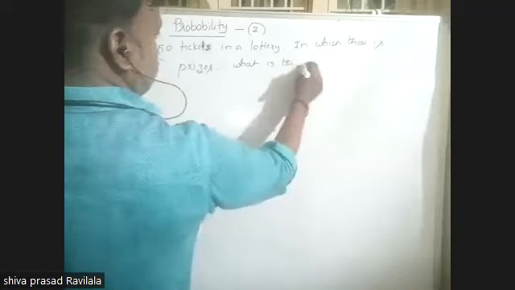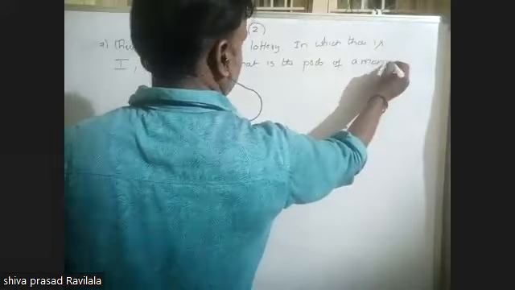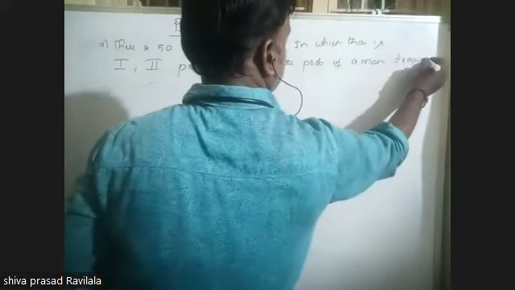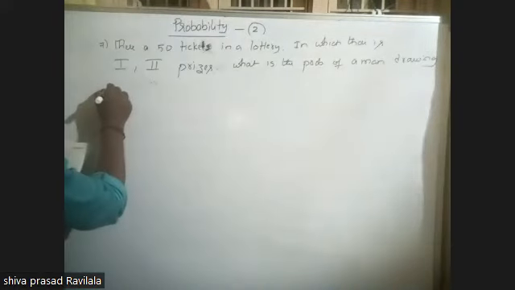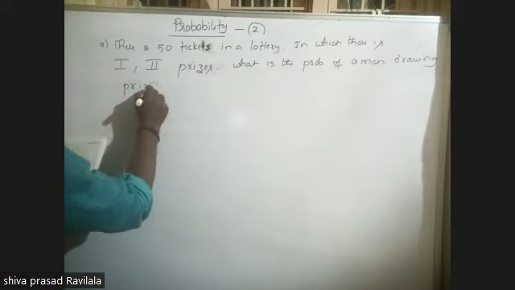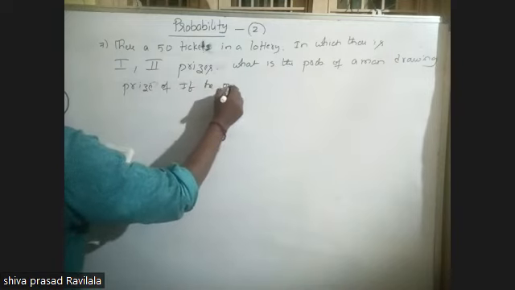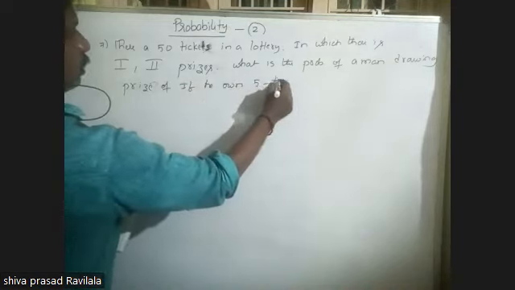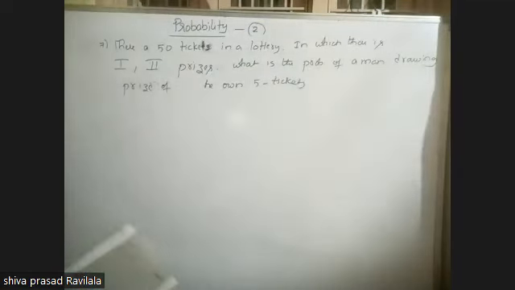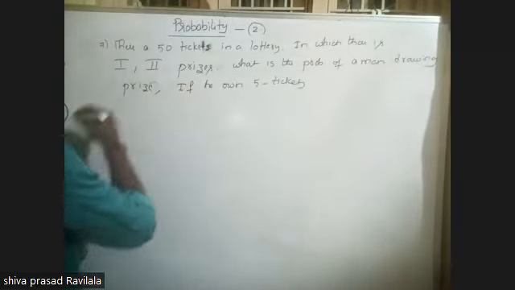What is the probability of a man drawing a prize? Not one prize, they ask about 2 prizes, if he bought how many tickets? 5 tickets. No need to worry about the printing mistake.